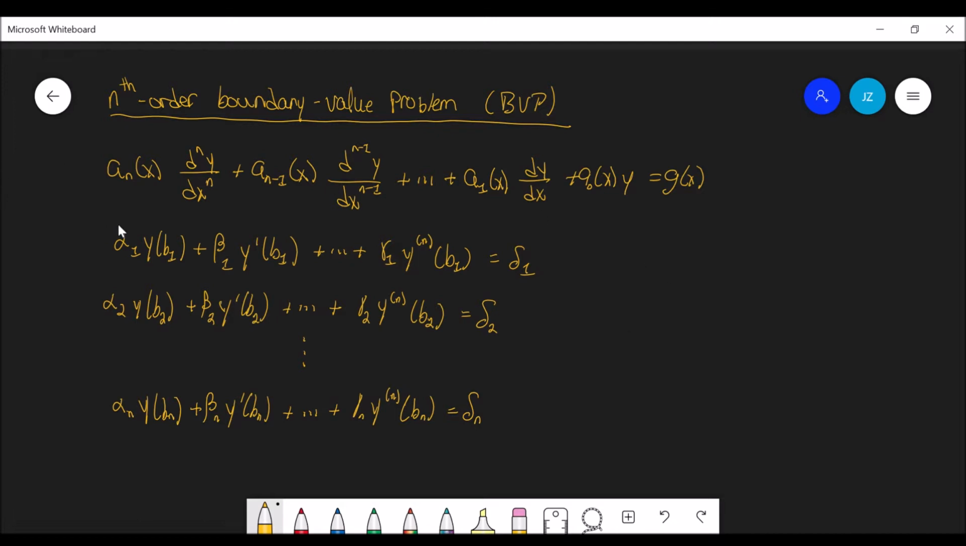where each of the alphas, betas, gammas, and deltas are constants. All of these values, or these conditions, are called the boundary conditions.